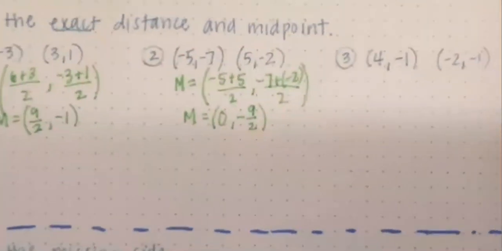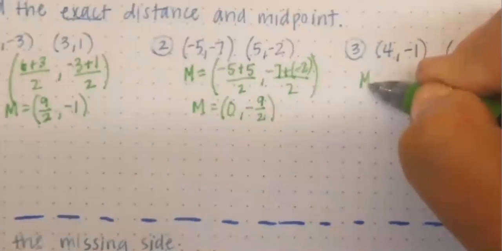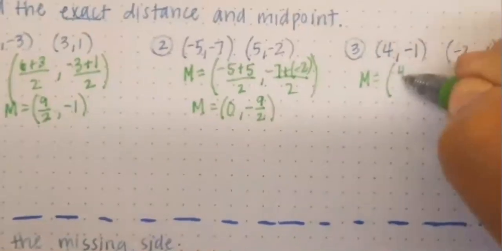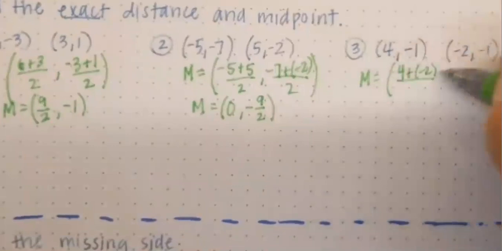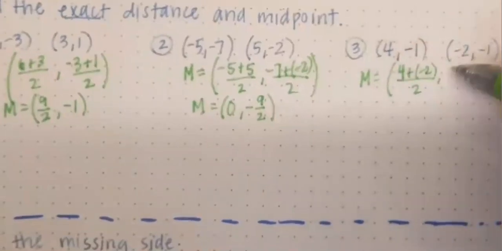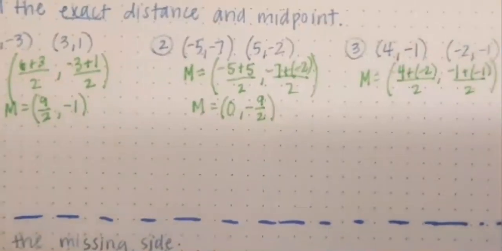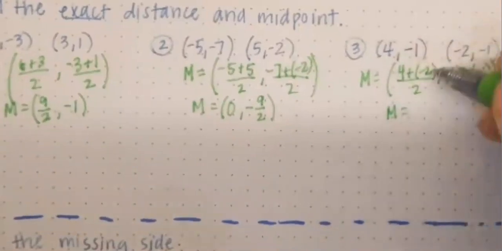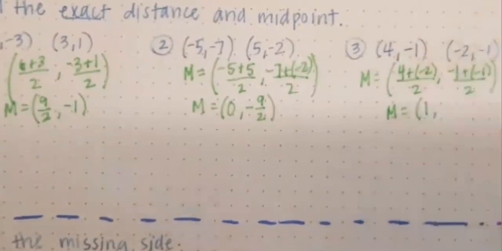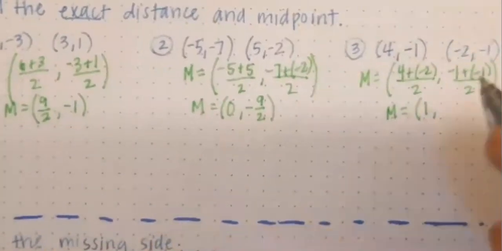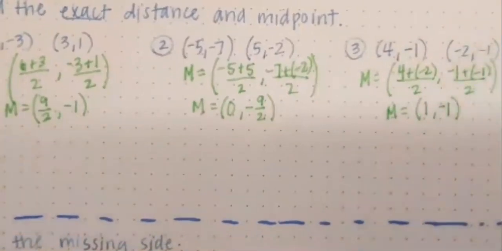And then for the third one, we got 4 plus -2 over 2, and then -1 plus -1 over 2. So 4 plus -2 is 4 minus 2, and that's 2. And then 2 divided by 2 is 1. -1 plus -1 is -2, and -2 divided by 2 is -1. So there's midpoints across the board. You add the x's divided by 2, add the y's divided by 2.